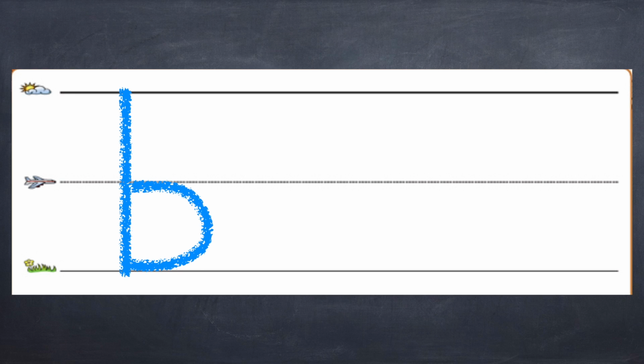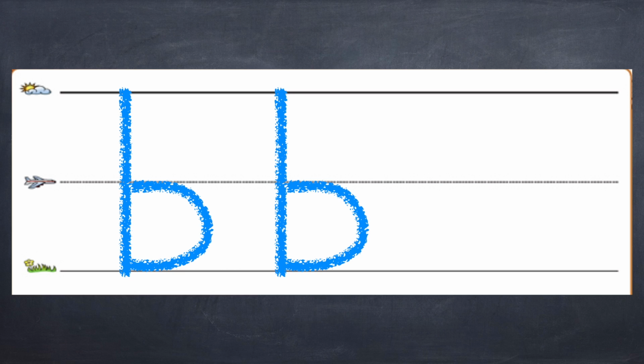Again, we will write another lowercase b. Start with the straight line starting at the skyline, going down to the ground line. For the bump, go to the airplane line and draw out, around, down into the ground line. Nice job! Let's do 1 more lowercase b.